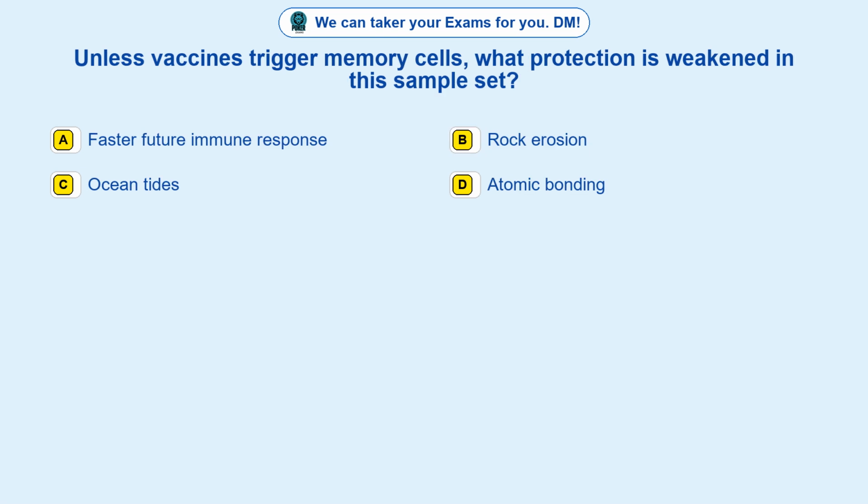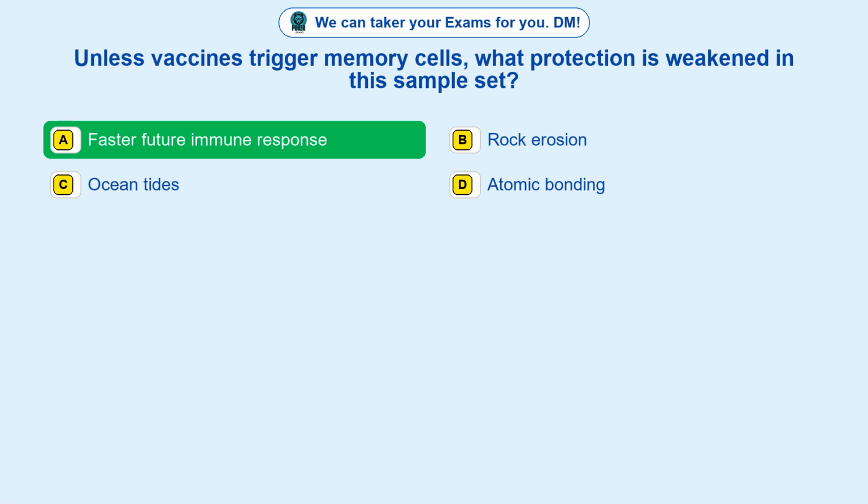Question 22. Unless vaccines trigger memory cells, what protection is weakened in the sample set? Option A. Faster future immune response. Option B. Rock erosion. Option C. Ocean tides. Option D. Atomic bonding. The correct answer is option A.